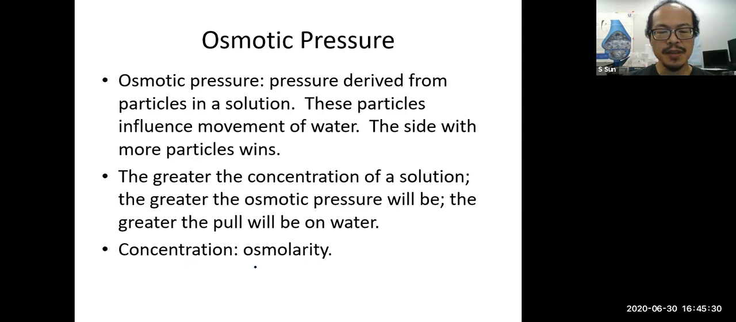And the higher concentration will have the power to pull water to go in, and that concentration is calculated by osmolarity. Early this week, we will have an assignment to calculate this concentration. We will talk about it in our office hour, but just very briefly, you will find that there are several ways to quantify concentration.